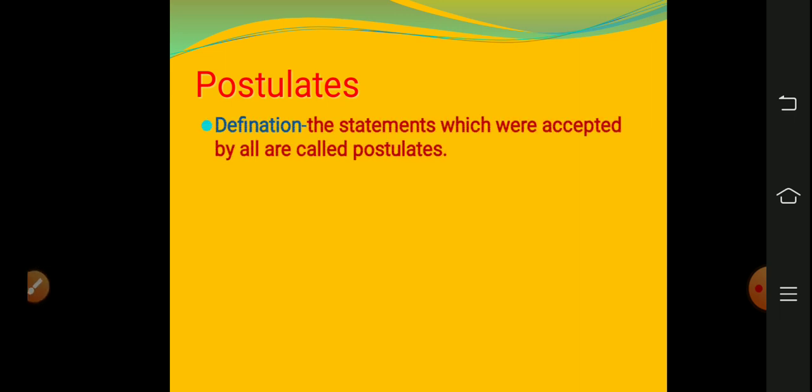Then our next point is postulate. See, first the definition. Postulate means what? The statements which are accepted by all are called a postulate. I repeat it. The statements which are accepted by all are called a postulate.